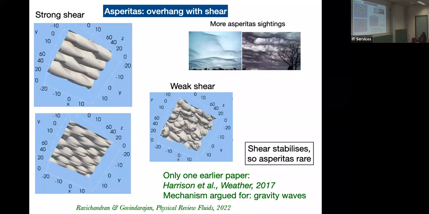They look different under strong shear, weak shear, and intermediate shear. So these are just some examples. And if we use very high shear rates, asperitas disappears. Shear stabilizes. So you need some very narrow range of shear which is going to make it happen. And as I told you, in this asperitas, there's been only one paper. They argue for some gravity wave trapping because of the way the cloud can be stratified, but it's possible that that mechanism is correct, but because this is all so early in the game, we can't say what is happening.